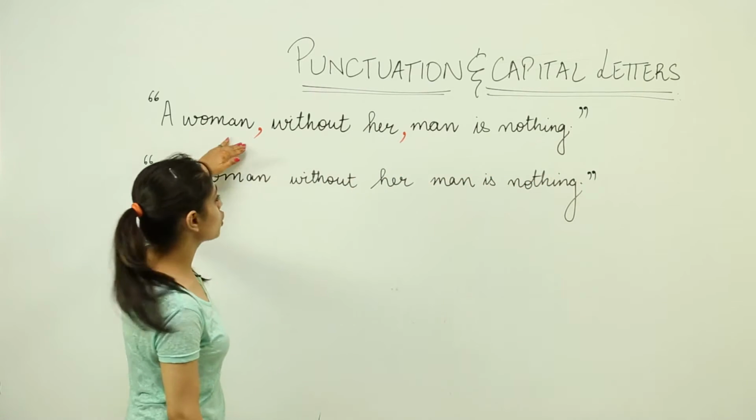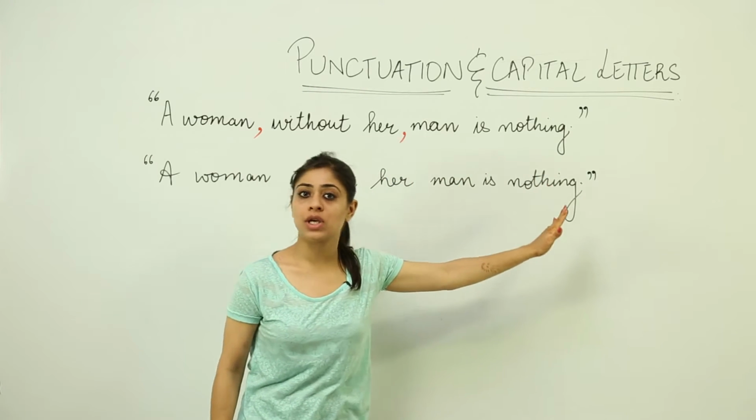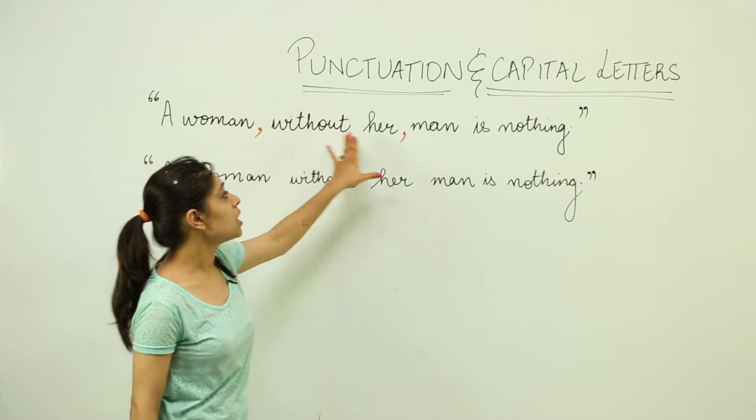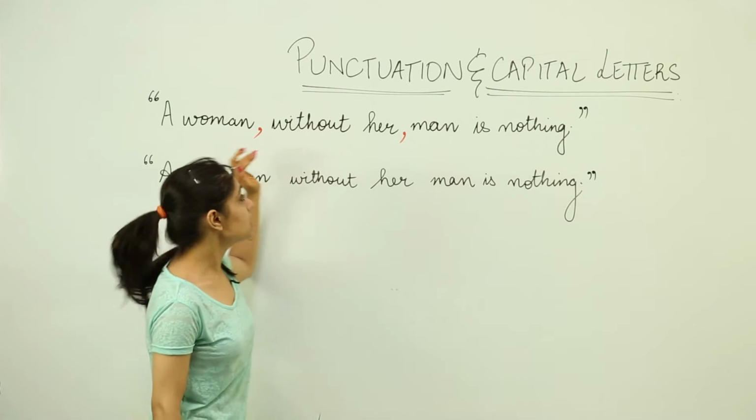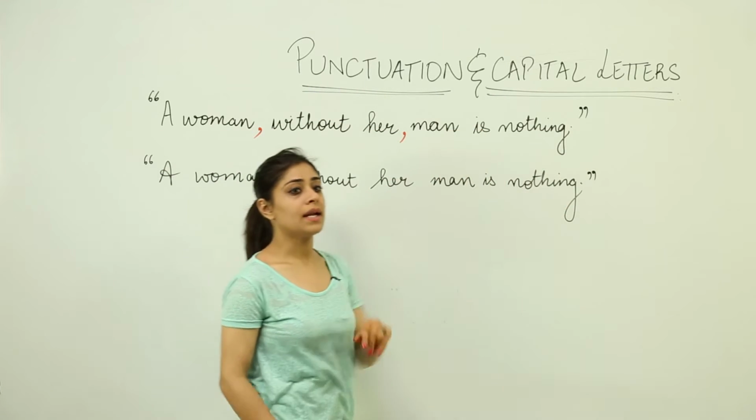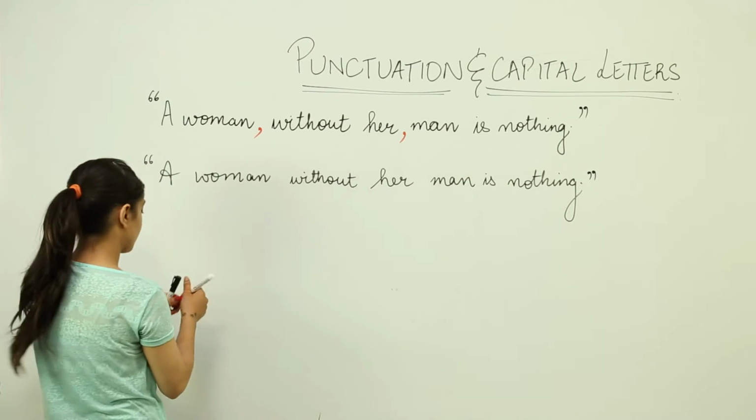When we add these commas into it, the entire meaning of the sentence gets changed. Here, we are trying to imply that a woman without her man is nothing. That means a woman is indirectly dependent on a man. Right? Now, let's punctuate the same sentence in a different way.